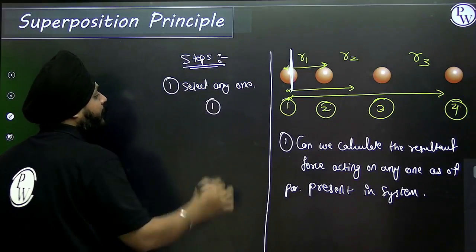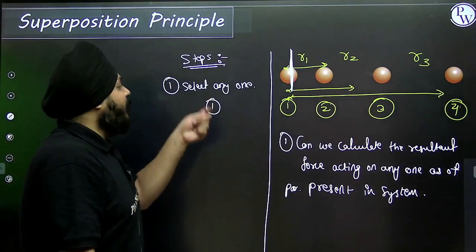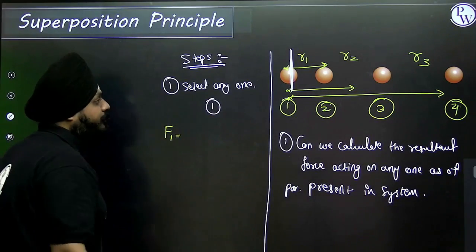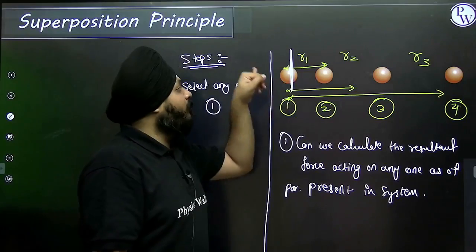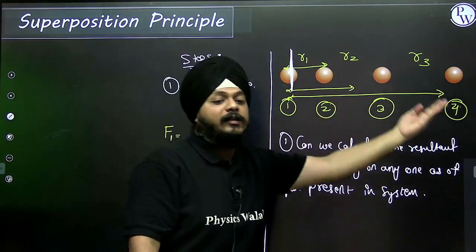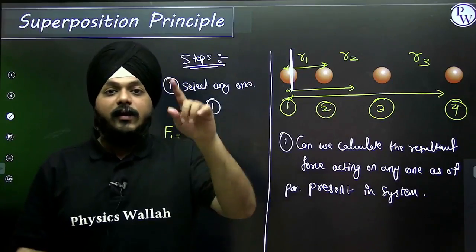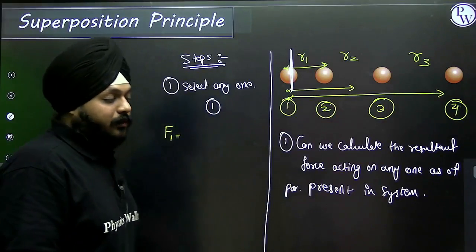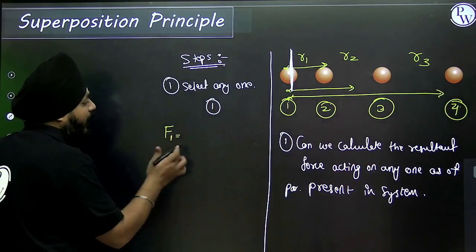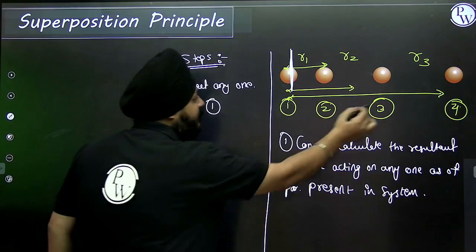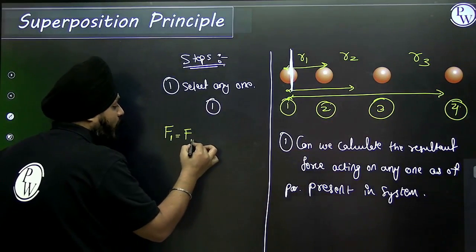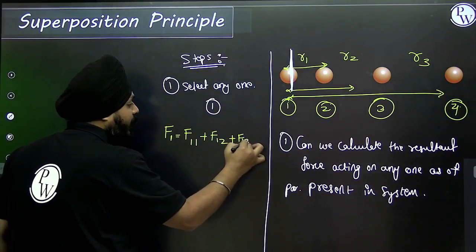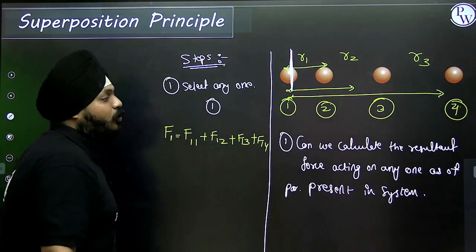Suppose we have selected particle 1. We need to calculate the resultant force acting on 1 as because of the other particles of the system. Force on 1. How many particles in the system are there? 4. Force acting on 1 as because of 1, force acting on 1 as because of 2, force acting on 1 as because of 3, force acting on 1 as because of 4. Yes, we can do that.